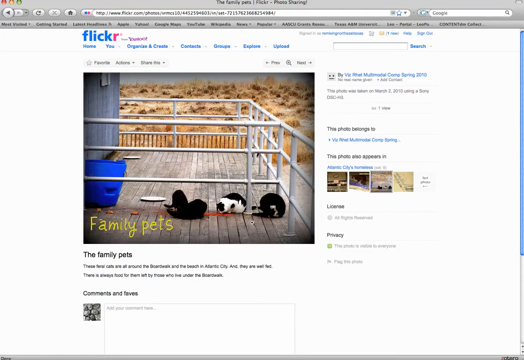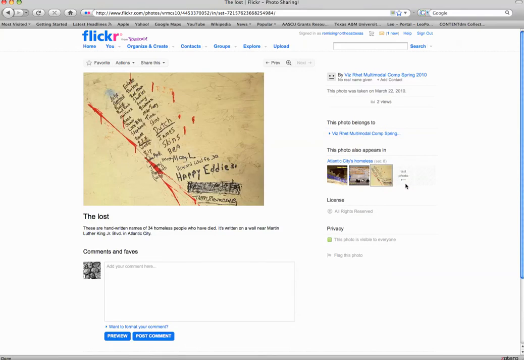Family pets, and there we have some cats eating some cat food. The family pets, these feral cats, are all around the boardwalk and the beach in Atlantic City, and they are all well fed. There is always good food for them left by those who live under the boardwalk. The Lost. These are handwritten names of 34 homeless people who have died. It's written on a wall near Martin Luther King Boulevard in Atlantic City.